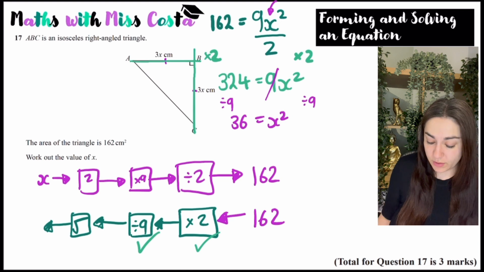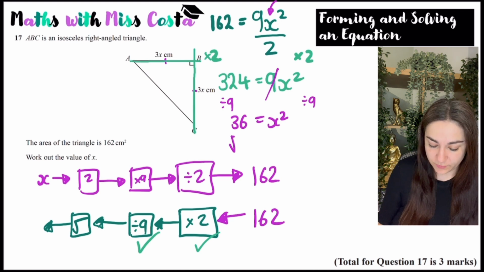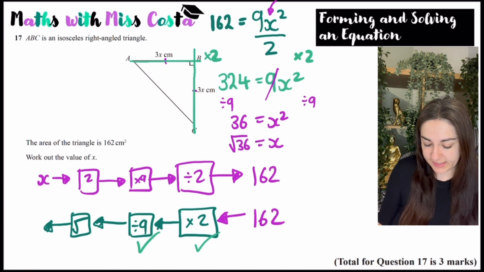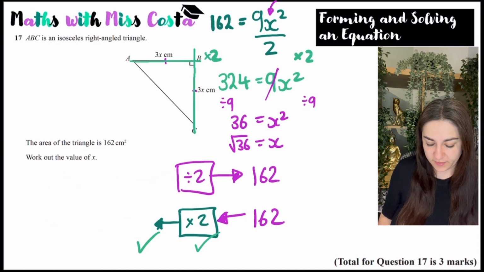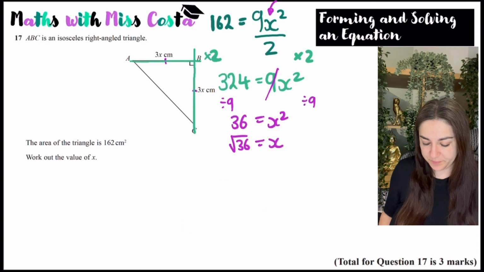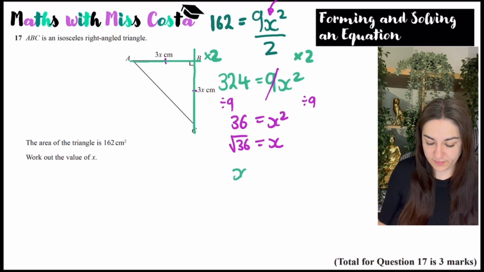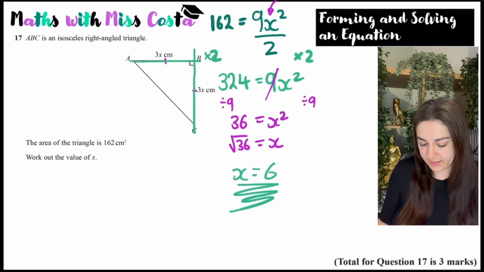And if you don't know your square numbers that well, you just write in the square root of 36 on the calculator, and that will tell you what x is. But otherwise, you might know that the square root of 36 is 6. So you've worked out that the value of x must be 6.